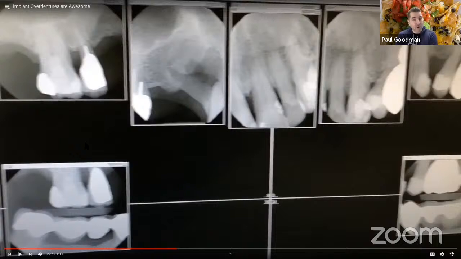At the time of this recording, PPP is very meaningful, very pandemic-oriented, another P word. Patient-centered first, profitable, productive, positive. Four Ps: patient-centered, productive, profitable, positive. These cases, just restoring implant overdentures, are some of the most patient-centered and profitable cases you can do.